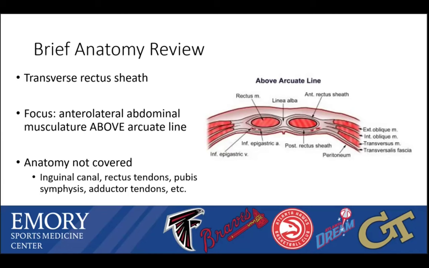So importantly, today's scan is going to focus on the musculature above the arcuate line. That's where these injuries overwhelmingly occur. I just want to remind everyone that I will not be reviewing the structures below the arcuate line. So this is not going to be an in-depth examination of the inguinal canal with its two rings or the neurovasculature there. We will not be going over the distal rectus tendons, the pyramidalis muscle. Won't be talking about the pubic symphysis, adductor tendons. I would direct our viewers to other excellent videos on athletic pubalgia that have previously been published by other folks much smarter than myself for those topics specifically.